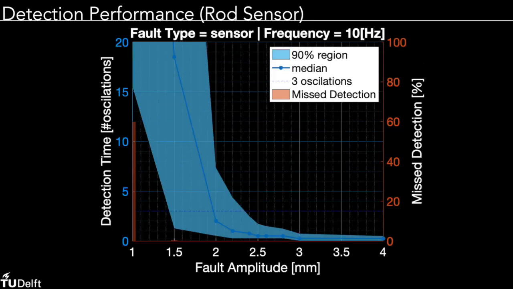For the fault at the rod position center, the same simulations have been done. And directly in the first figure, with the results from the 10 Hz fault, we can see that also similar conclusions can be drawn. Here, at 2.4 millimeters, over 90% of the detections are within 3 oscillations. And again, for lower frequency faults, this will become easier. The figures supporting this can be found in the paper.